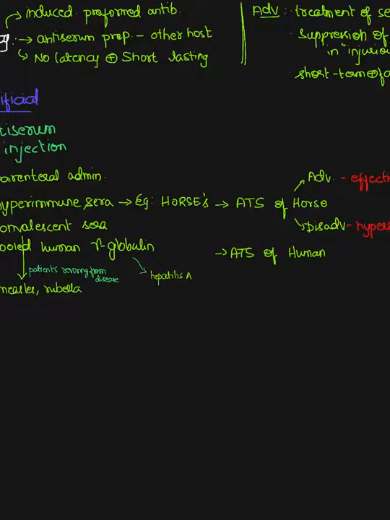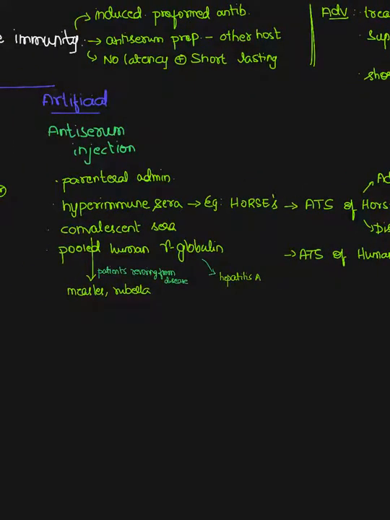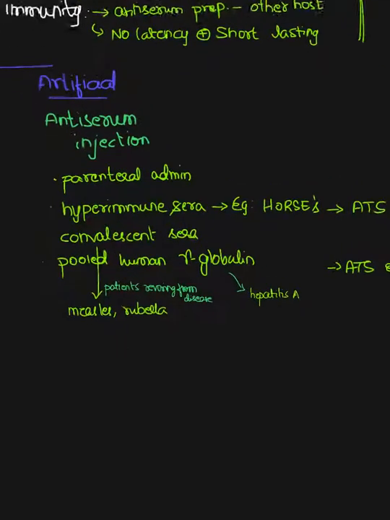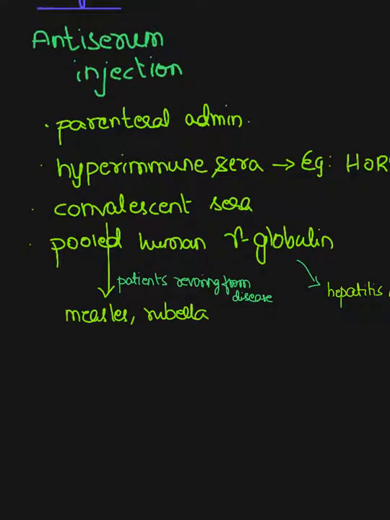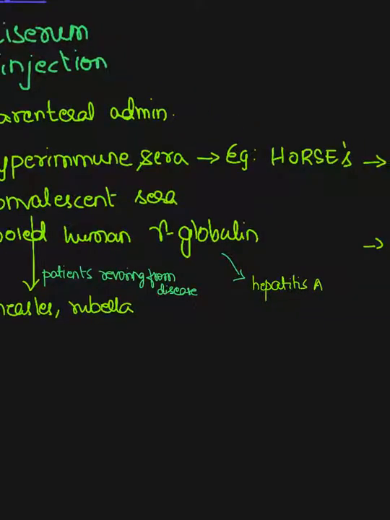Coming to the convalescent sera, what do we mean by convalescent sera? Convalescent sera is the sera recovered from patients who have already recovered from the disease. For example, in measles and rubella, we use the convalescent sera, and pooled gamma globulins are used in the case of hepatitis A.